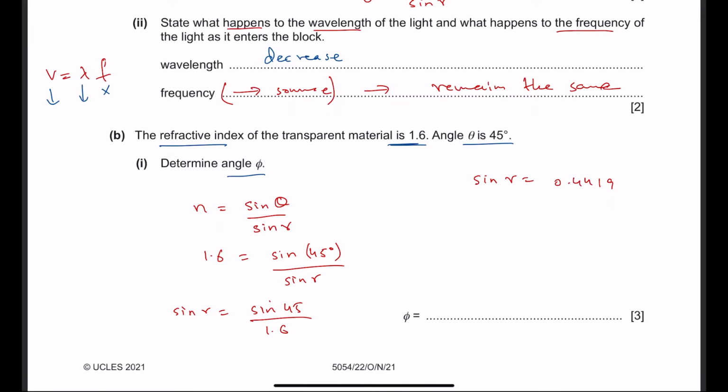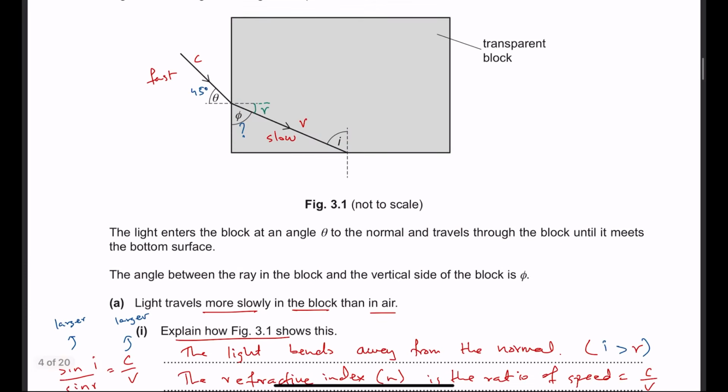0.4419. Now many students who are a bit weak in maths forget the next step and just leave it as the answer, and that is not the case, because in order to find r, you need to take the sine inverse of your previous answer. So you press shift sine on your calculator, you get sine inverse, and in the brackets you put your answer, and you will get your angle r, which is 26.227 degrees.